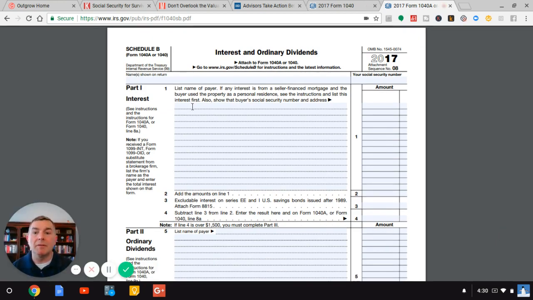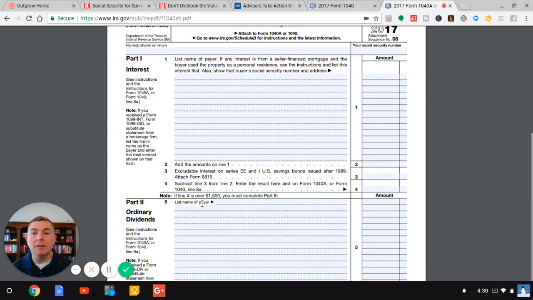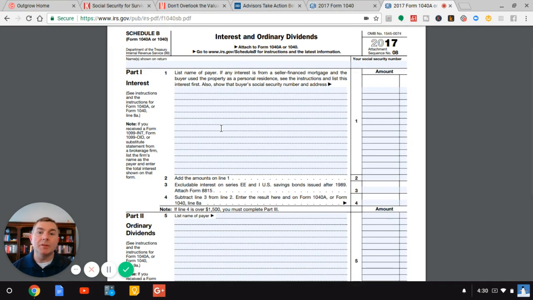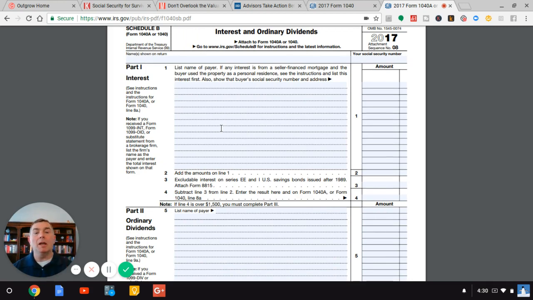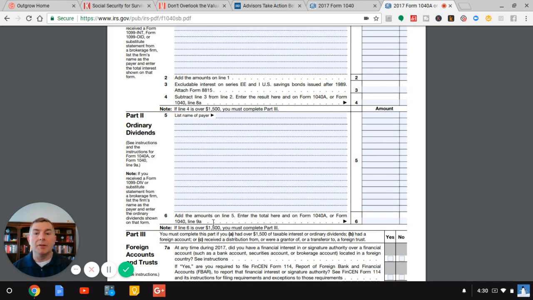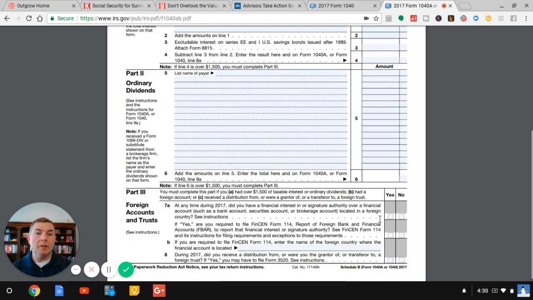But anyway, you're going to have this list of ordinary dividends. You're going to see your interest income. So basically, it's just going line item by line item. It'll give you an amount. All right, so add the total amounts here, and on 1040, put it right there. Add the total amounts, enter the total amount here, and on 1040A or Form 1040 line 9A.